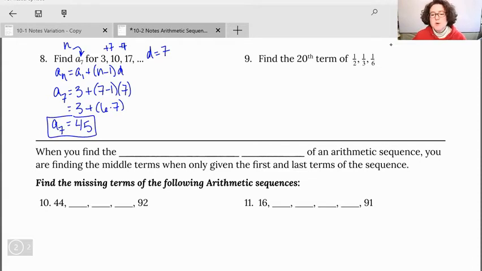Okay, next one, number 9, find the 20th term. And it looks kind of weird with fractions, but again, you can just subtract the fractions. We're going to have another value. Now, I'm using a TI calculator off to the side to do this. If you're using a Desmos calculator, if you type it in fraction form, it's probably going to yield fraction form. But you could also, if you need to convert it, look for a little fraction symbol over on the left-hand side.